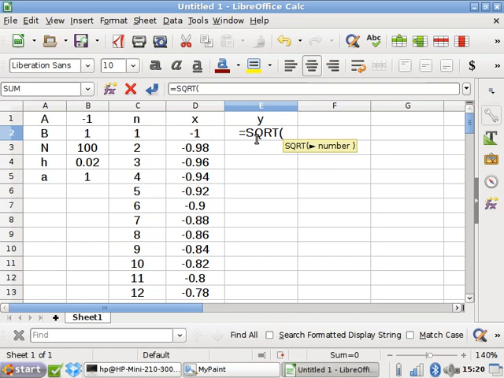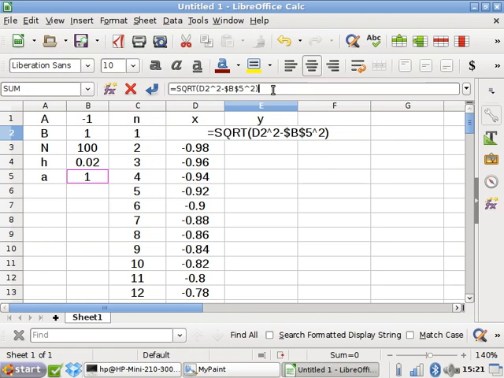Do you know what I did? To the power of half. That's fine. S, Q, R, T, D2 squared, minus A squared. Now, because the A is a constant, it also gets dollar signs on the B and on the 5. So that's what the formula looks like. D2 squared minus $B $5 squared.